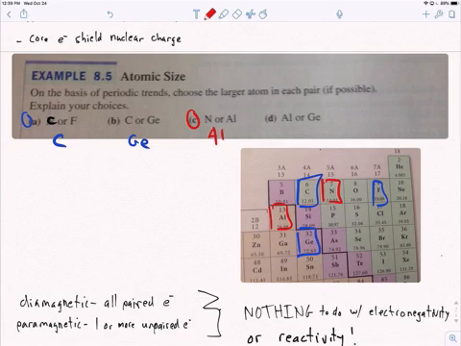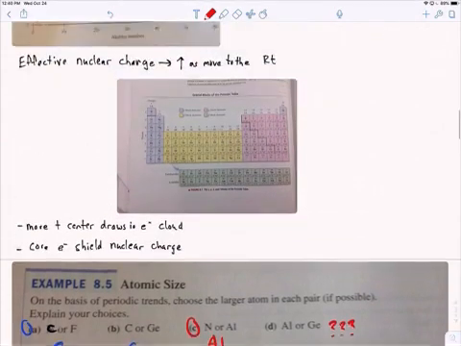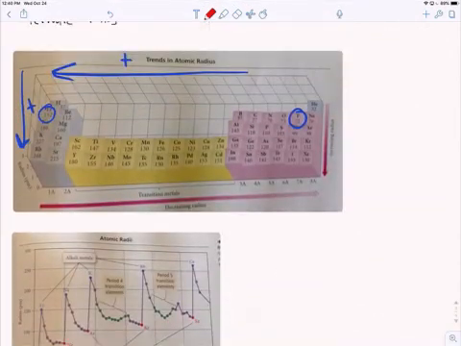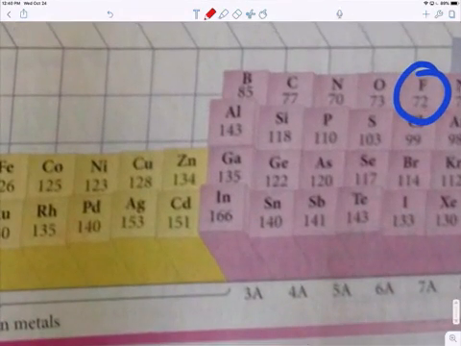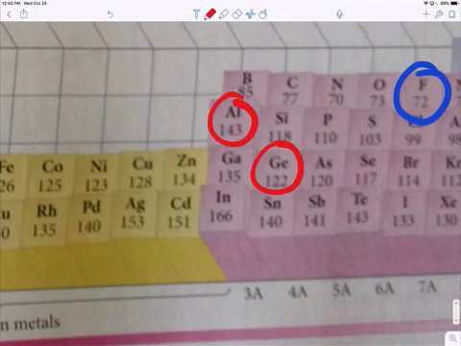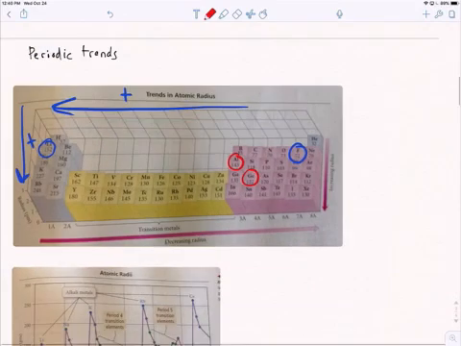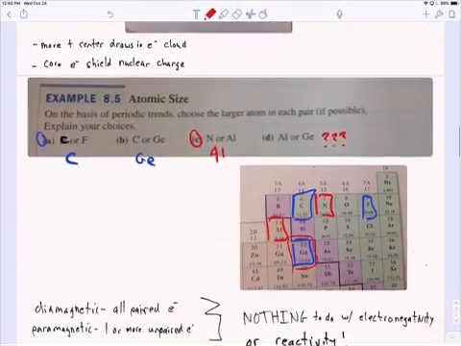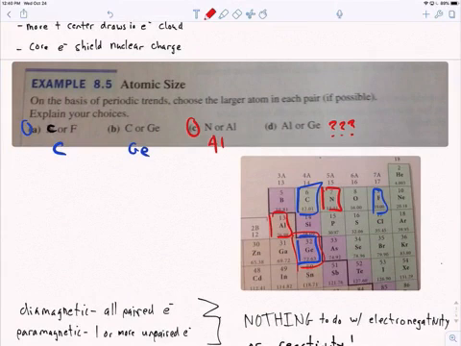Now we have aluminum and germanium here. Germanium is lower, so it should be bigger. Germanium is also further to the right, so it should be smaller. So in this case, you don't know. And I think germanium is bigger. Where is it? Aluminum, germanium. Oh no, aluminum's bigger. You have to look at the data, and in this case, aluminum is the bigger atom. But you wouldn't be able to know unless you looked it up. So, questions with this one?